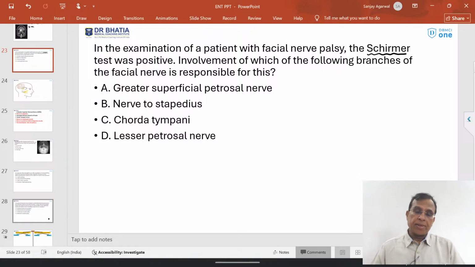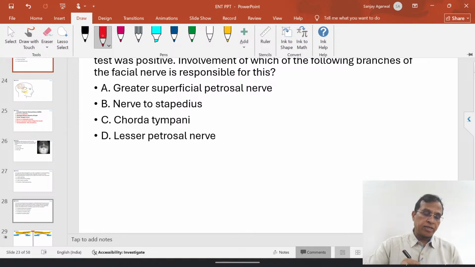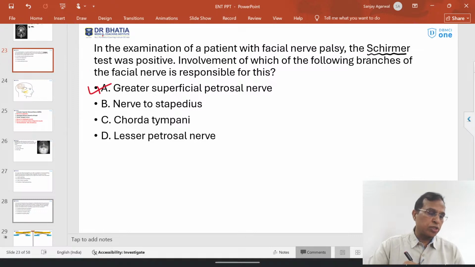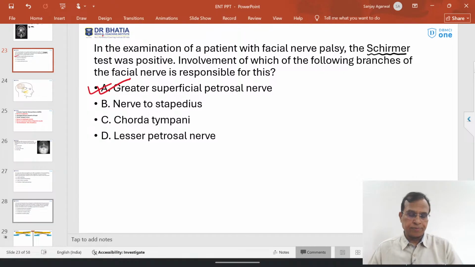Now, if Simmons test is positive, it means the tears production is not proper. इसका मतलब वो ब्रांच जो tears production में काम आता है उसमें प्रॉब्लम है, and the branch that is controlling the tears production is the greater superficial petrosal nerve. So Aman Singh is right, Suvo is right, Anirudh is right, Ranjan Sahani is right.